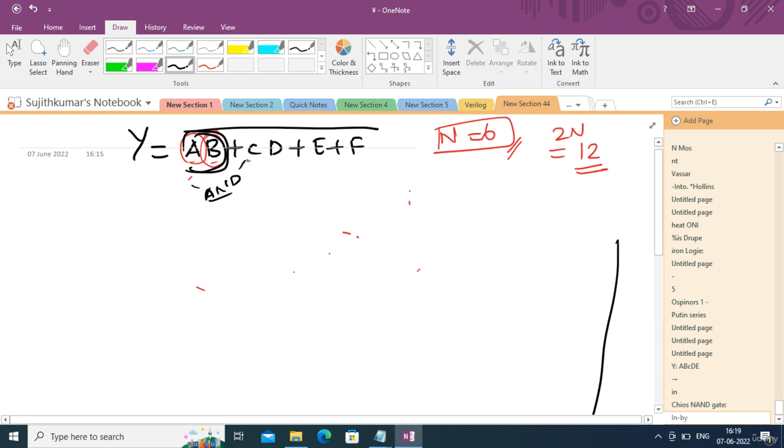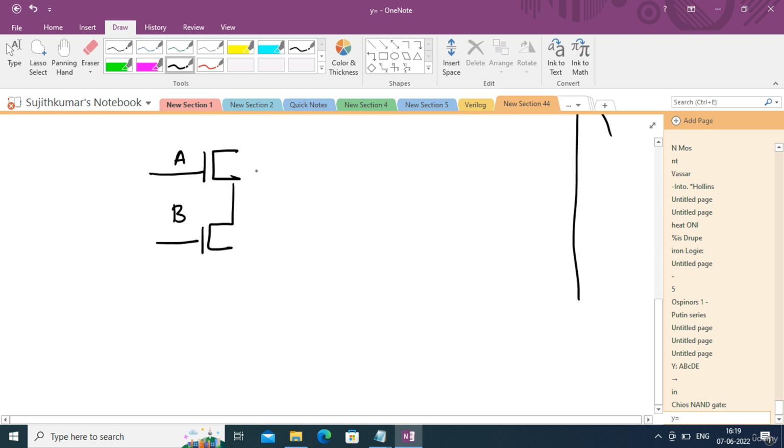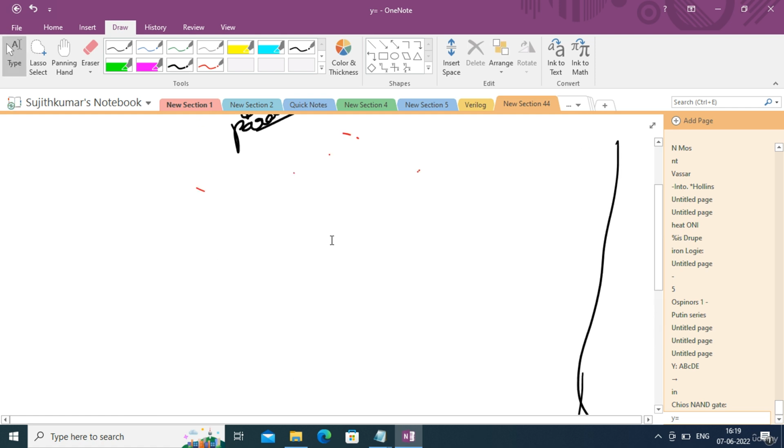Then CD are in series, that is AND operation, and they together are in parallel because there is a plus. So AB is in series, C and D are in series, and together AB and CD are parallel. These two series combinations are in parallel. This has to be in parallel means what? You have to couple like this and you have to couple like this. This is the parallelism, right?